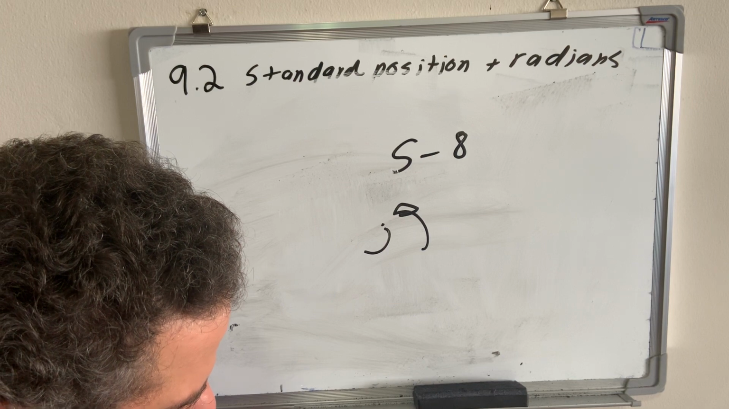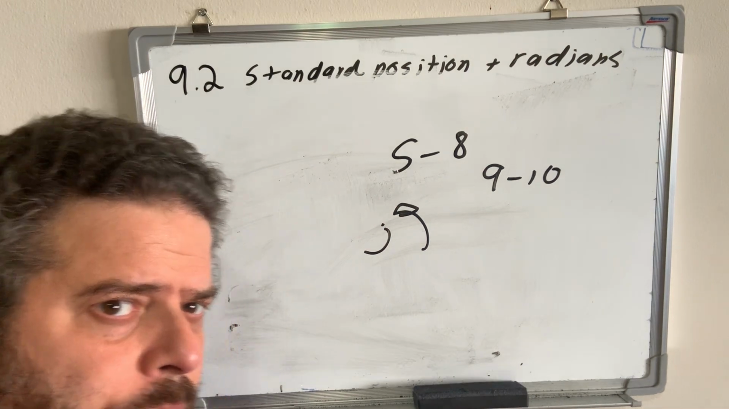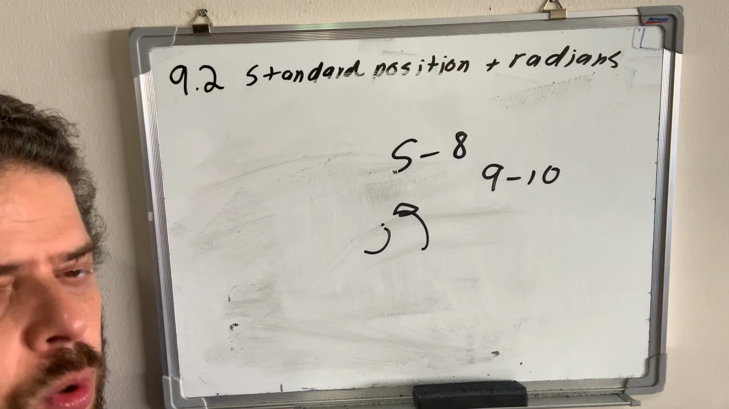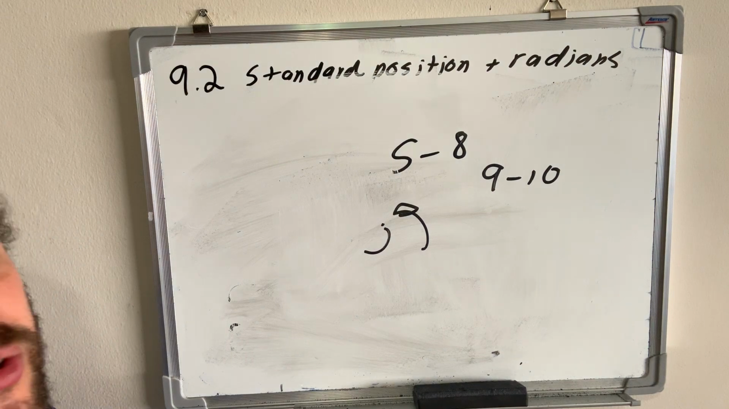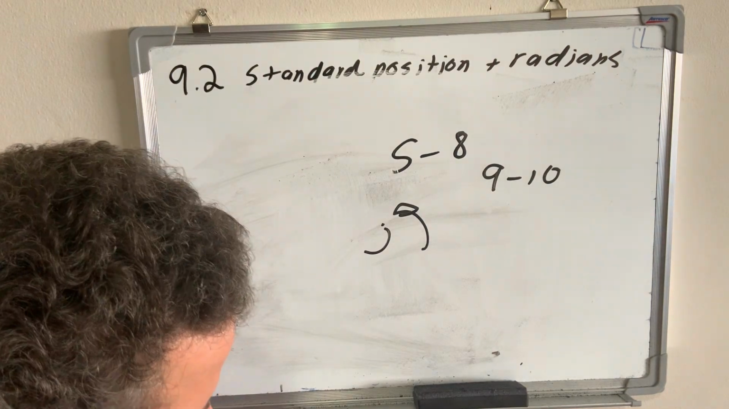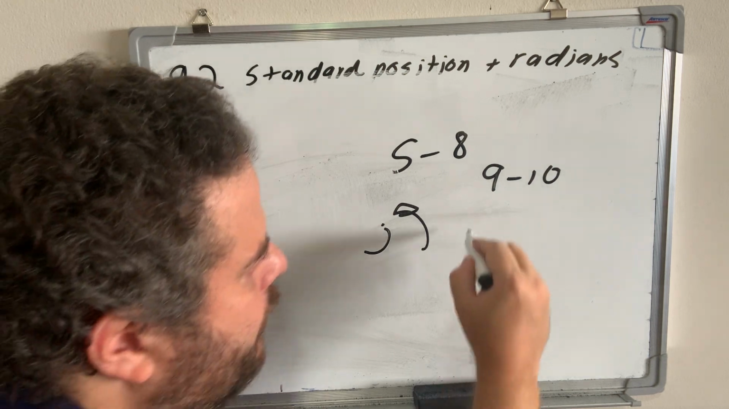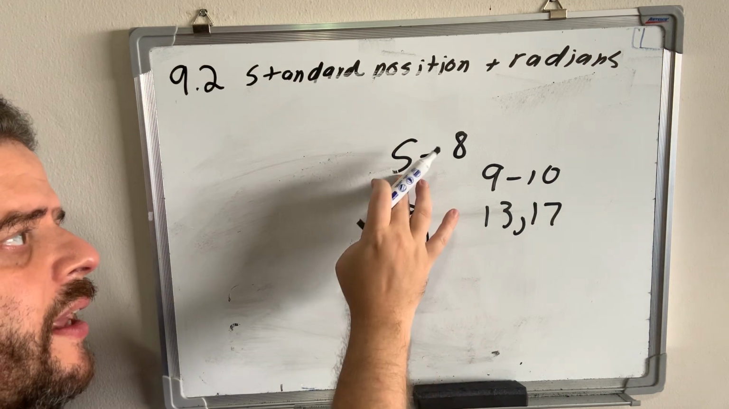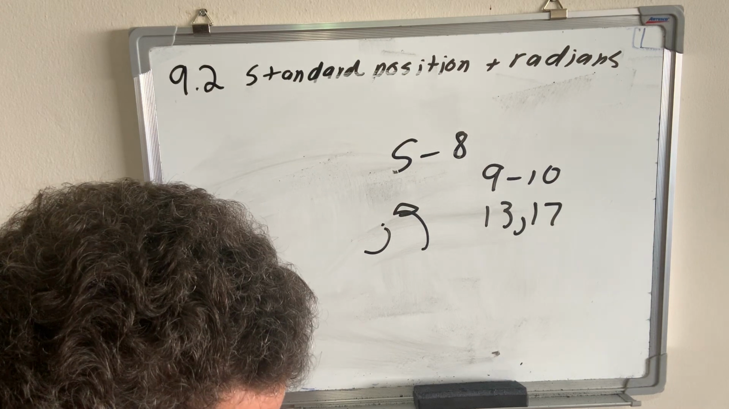Please do 9 and 10, which is just finding coterminal angles. And it says here, just find one positive and one negative for each one. So you have to add circles or remove circles until you end up with a positive angle and a negative angle that is coterminal, for example, 9 through 10. Please do 13 and 17, which are just conversions. Again, 5 through 8, 9 through 10, 13 and 17.